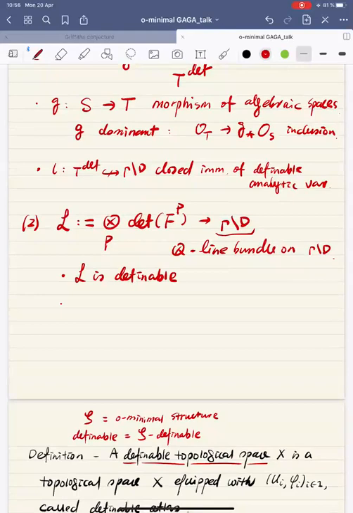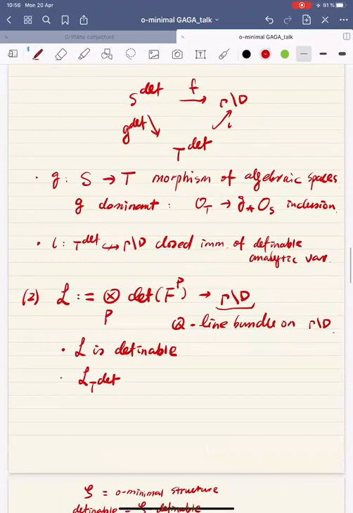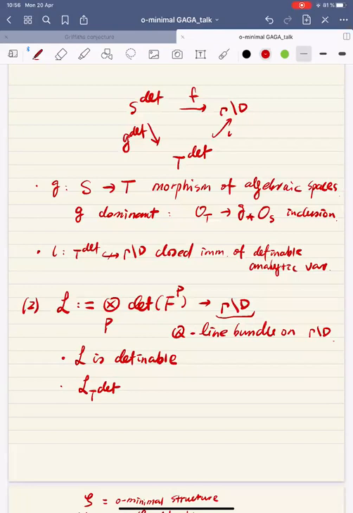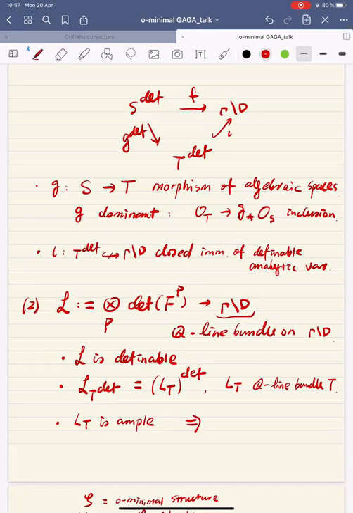And if we restrict this bundle to the closed definable analytic subvariety, it shows that this is in fact algebraic. So this is definable. Generalization on T, L_T is a Q-line bundle, algebraic, so now it's on T. And in fact they show that this L_T is ample. So this implies T is quasi-projective. Okay.